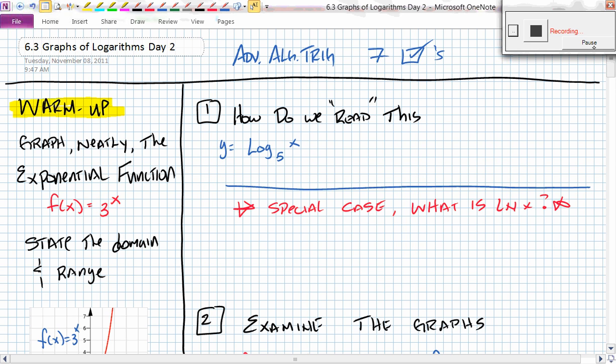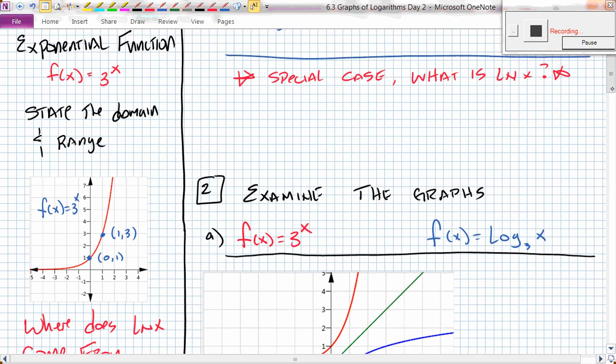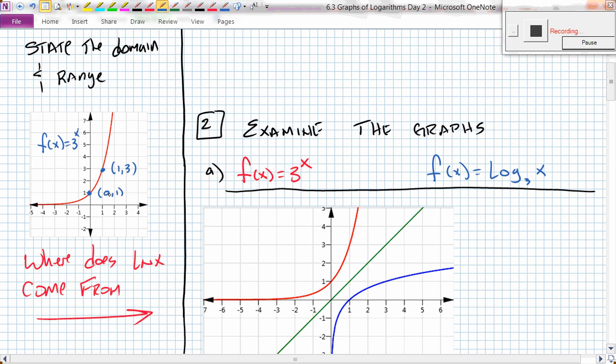But, all right, so here is what we should have come up with. Hopefully, I kind of did it ahead of time, and here's what I got. Did you guys get this? So you should have 0, 1, 1, 3. So let's talk about the domain and the range, right?